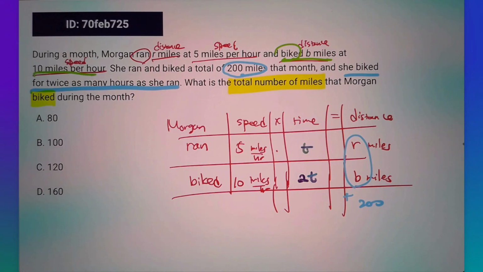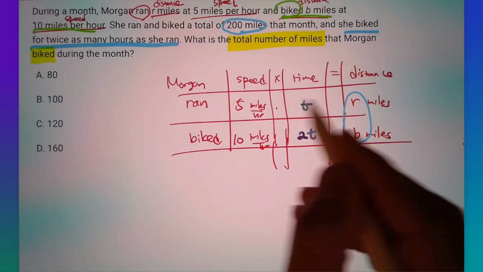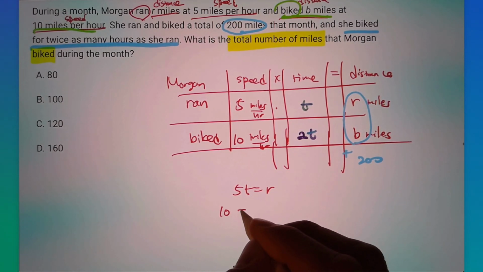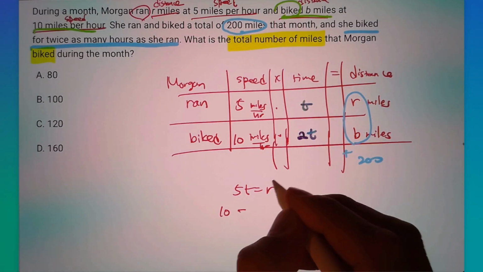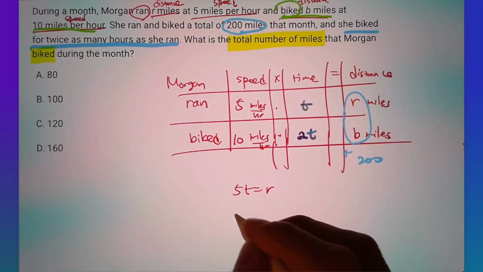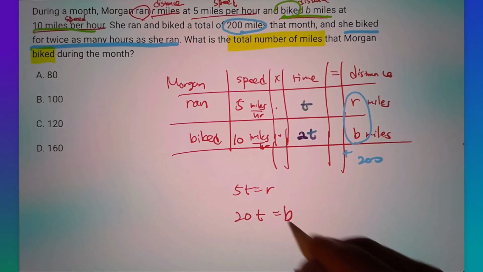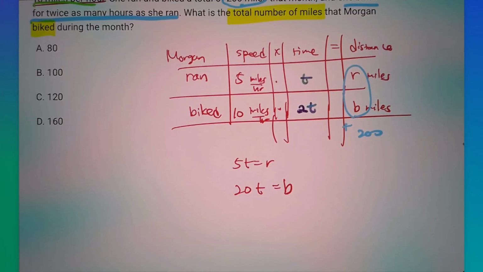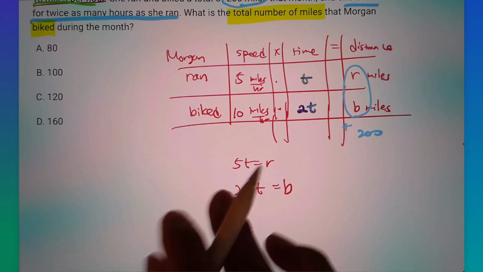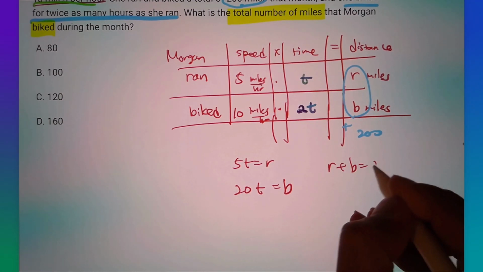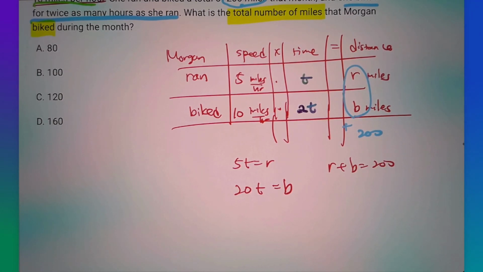So let's figure out. In the top equation, we're gonna get 5t equals r. And the bottom equation, we have 10 times, okay, remember it's times here. 10 times 2t is 20t. 20t is equal to b. Okay, so what we need to do is, we have like 3 equations here. r plus b equals 200, and 5t equals r, and 20t equals b.